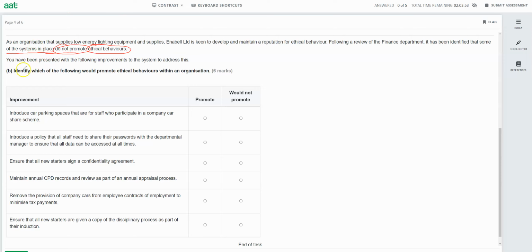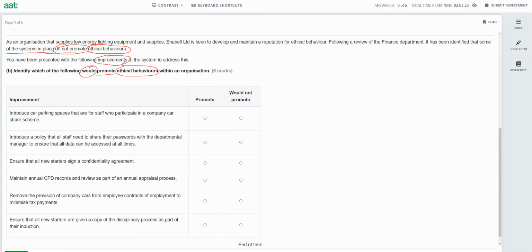So let's have a look. You have been presented with the following improvements to the system to address this. Identify which of the following would promote ethical behavior within an organization. So we need to look for which one would promote and which one would not.